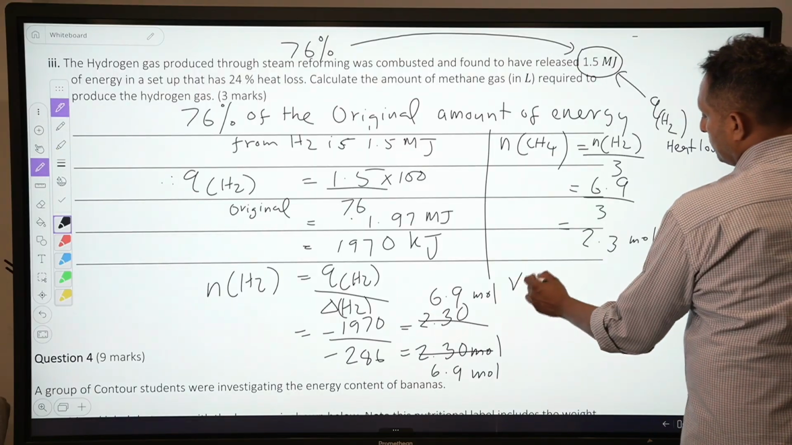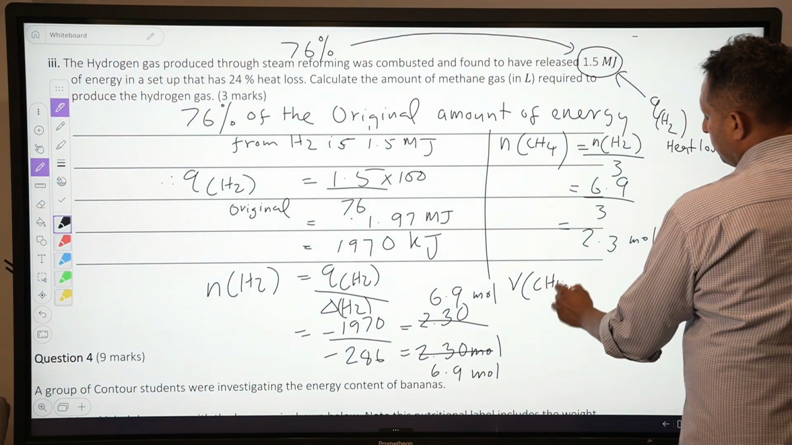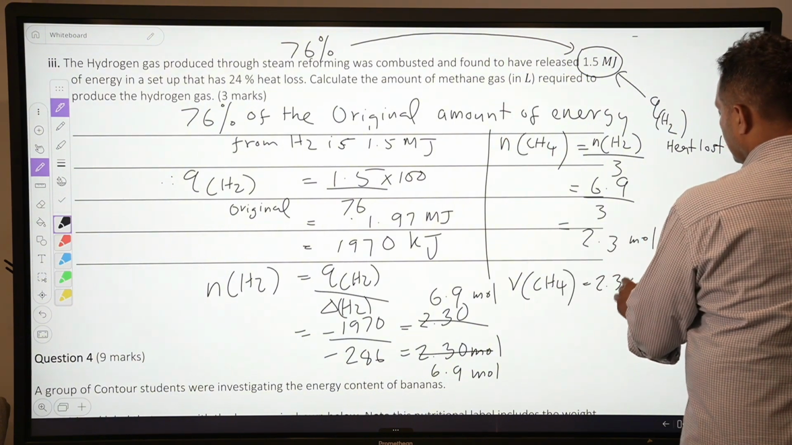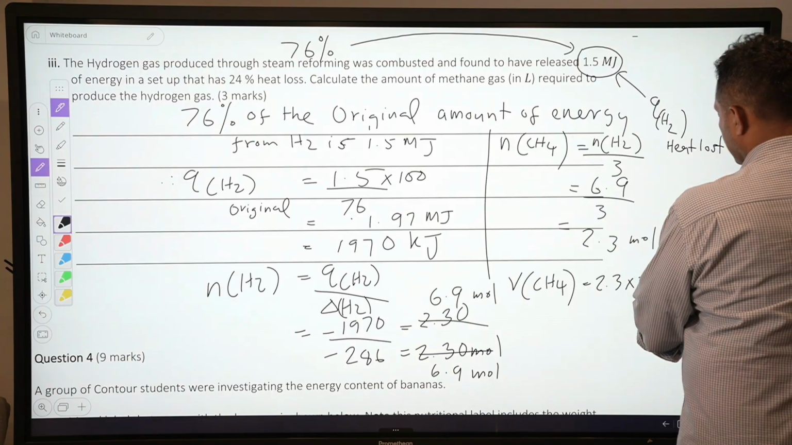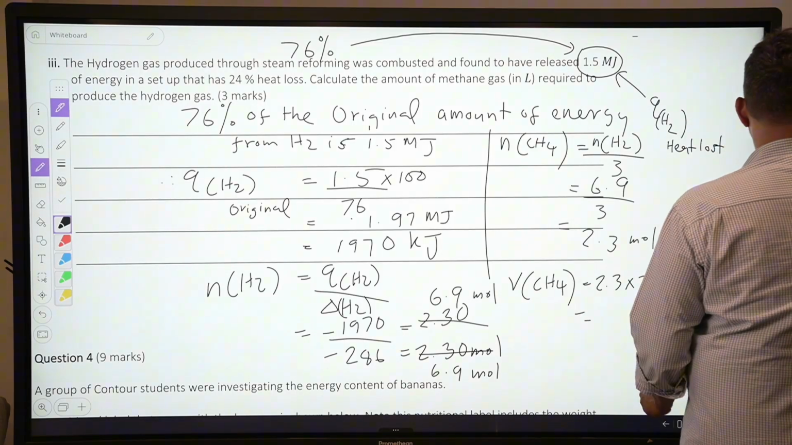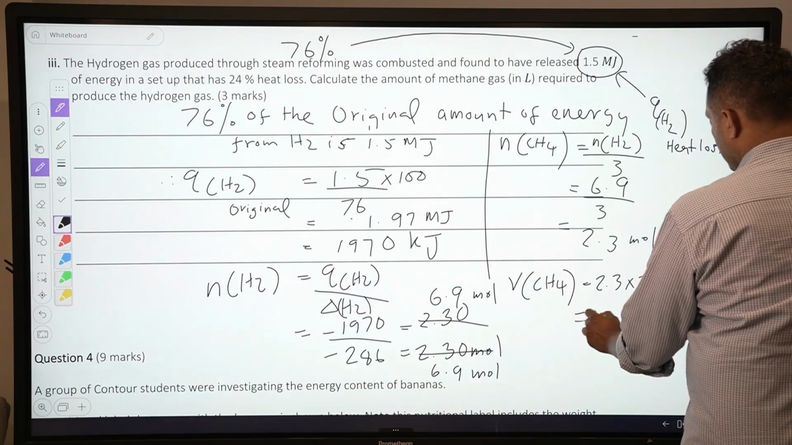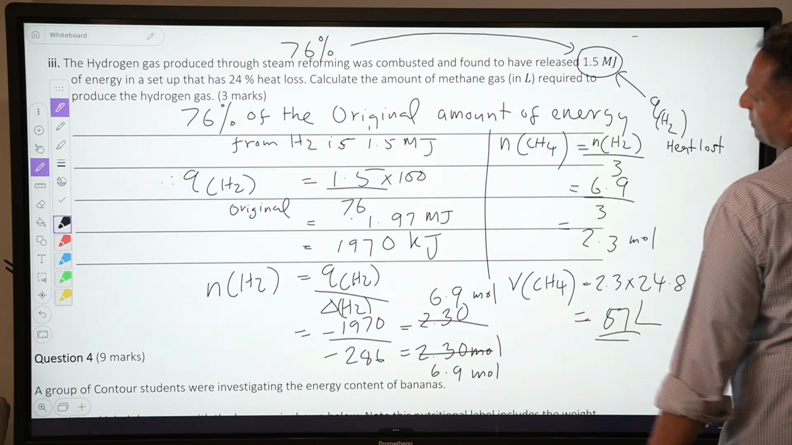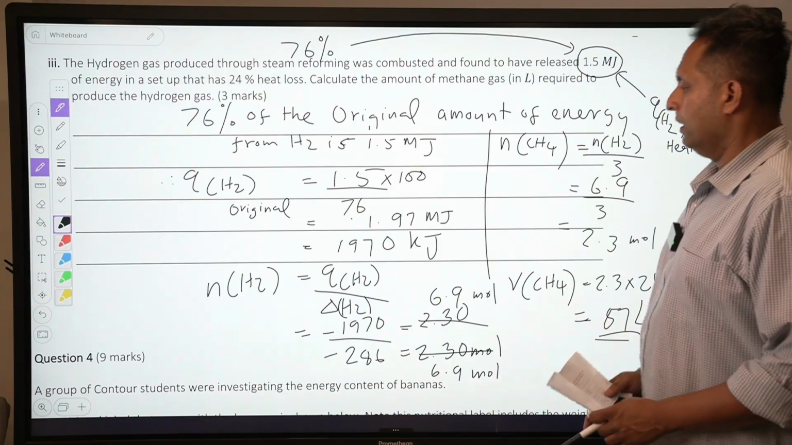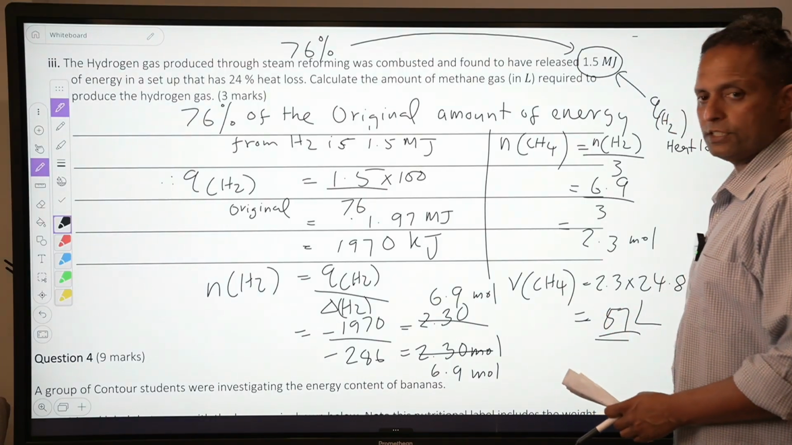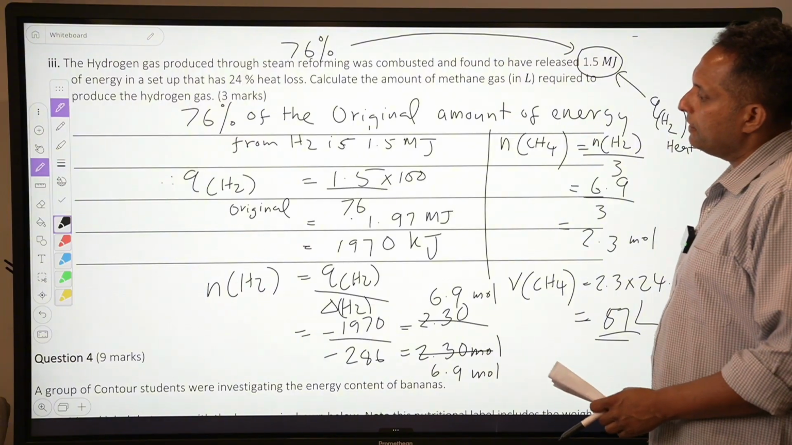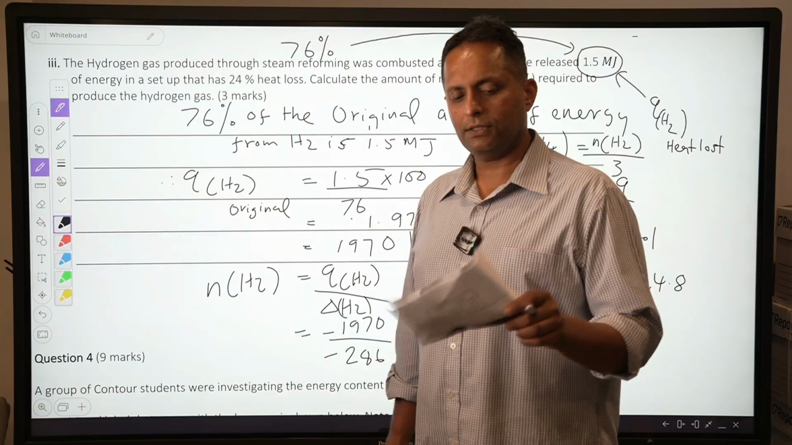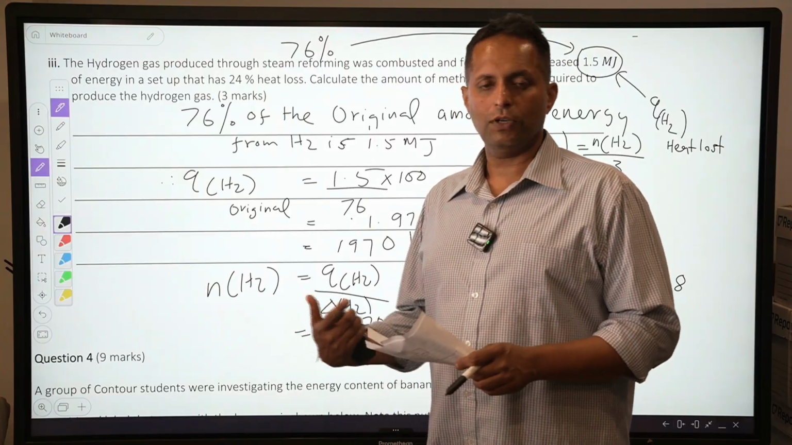Then find the volume of methane like the way we found last time, 2.3 times 24.8. The answer is going to be 57 liters. So that's a good question. All right. Now we finished 3 questions here. Question 4, I don't think we can do that because we are not going to look at calorimetry. So I'm going to get a new question from another SAC.